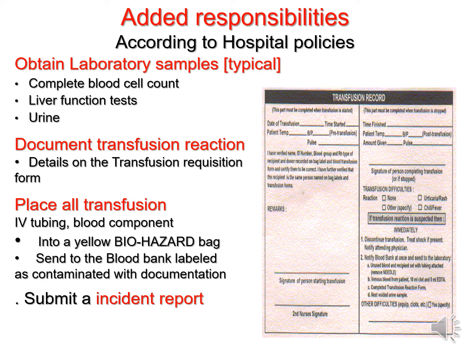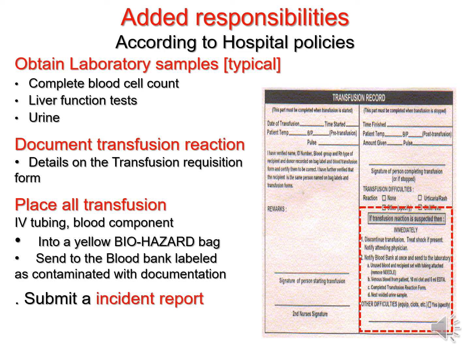What are some of the added responsibilities? Now this will depend on your hospital policy, but typically you have to collect a complete blood cell count, CBC. You need to take blood for liver function tests, and you need to do a urine sample, which can be tested in the laboratory. There has to be documentation on a transfusion reaction form of some kind, which most organisational policies have. So for example, there it is.